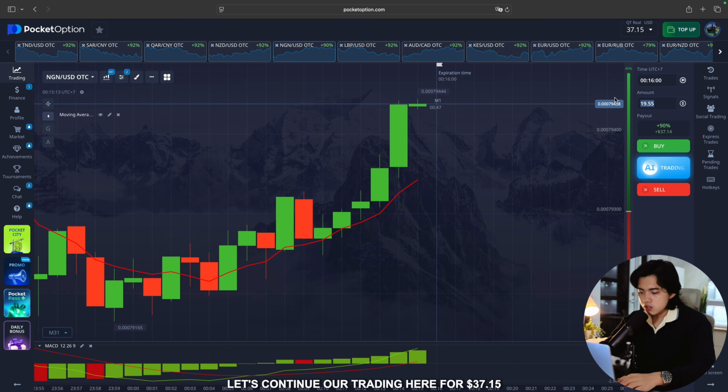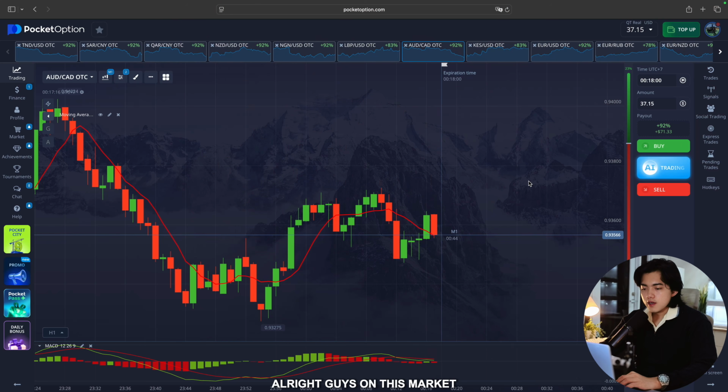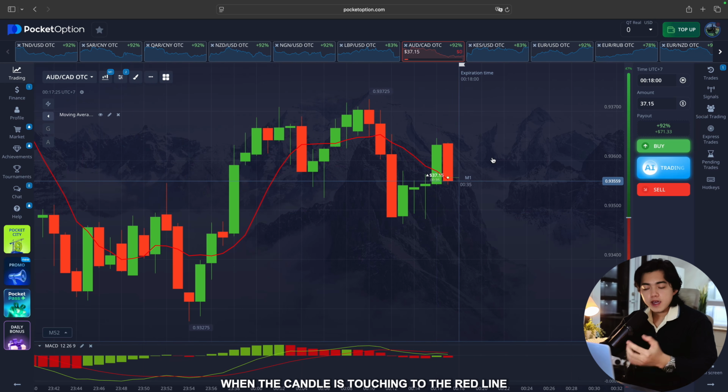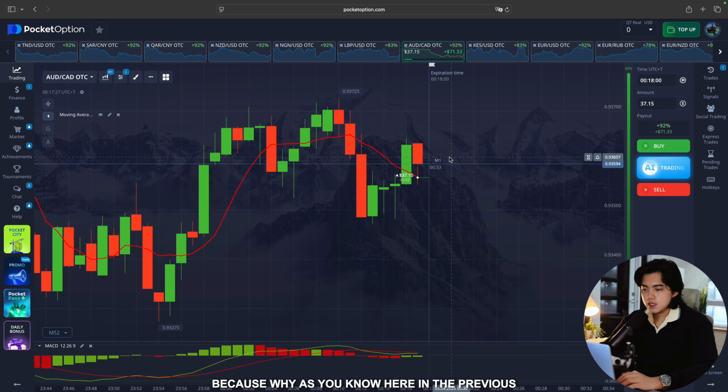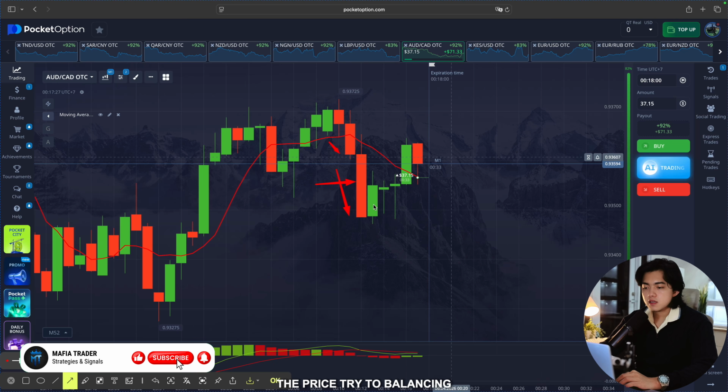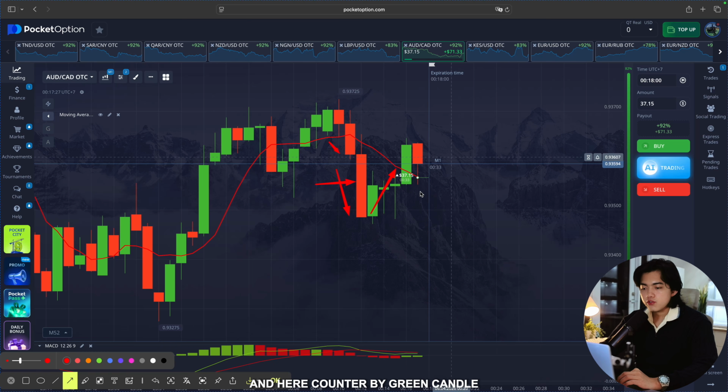Alright, let's continue our trading here for $37.15 US. Alright guys, on this market the price tried to break the red line, and here we can buy options when the candle is touching the red line. Because why? As you know, in the previous one the candle broke the red line. This is a downtrend, and then because this is a big candle, the price tried to balance, and here it was countered by a green candle. So that means when the candles try to touch the red line like this, the price will continue an uptrend. So this is perfect for us.